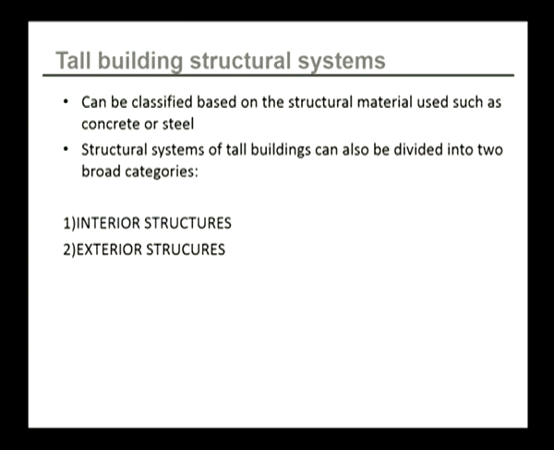So, what are the different parts, different components of a high-rise building? We will talk about the structural systems of tall buildings a little bit. The structural systems of tall buildings can be classified based on the structural material used, such as concrete or steel. They can also be divided into two broader categories: one category is interior structure, the other is exterior structure. This classification is based on the distribution of components of the primary lateral load resisting system over the building.